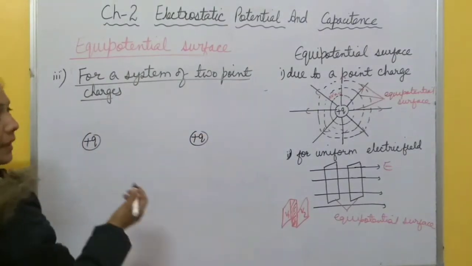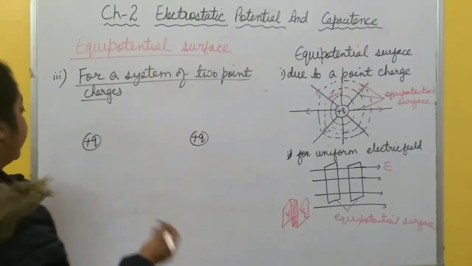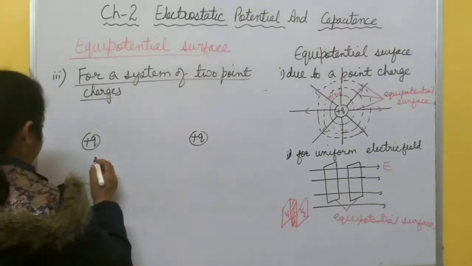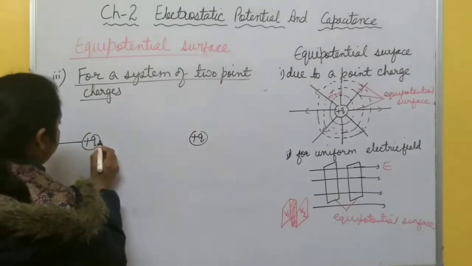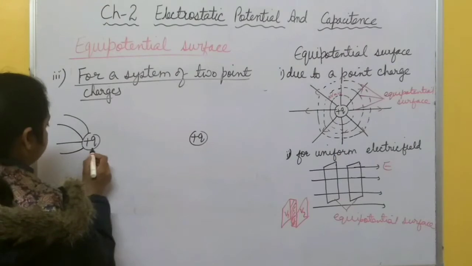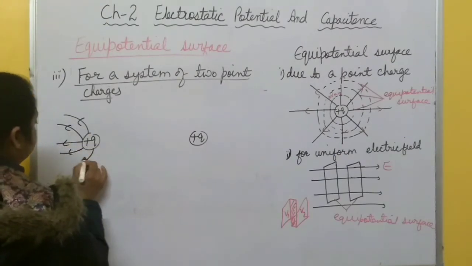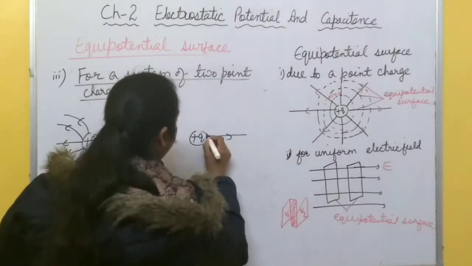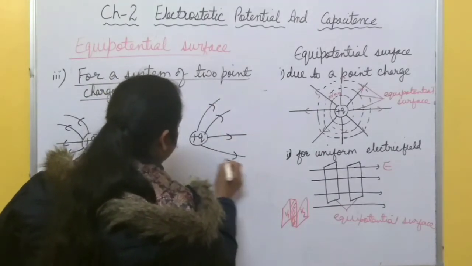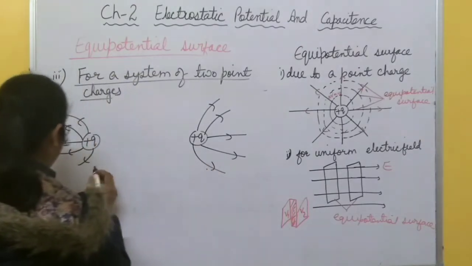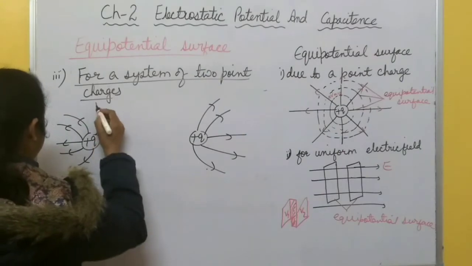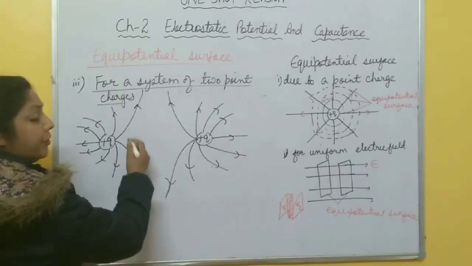You know how you draw electric field lines for these 2 positive charges, right? Yes, field lines are always away from these positive charges, like this one. Here also field lines are always away from the positive charge, in this way. Now, how do you draw equipotential surfaces?